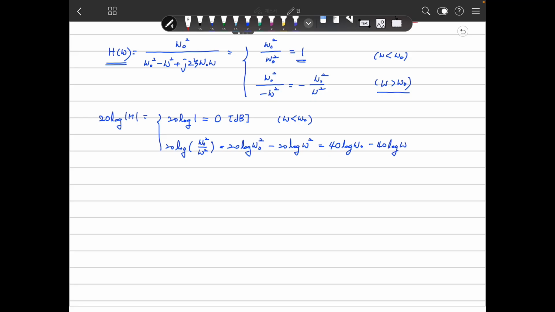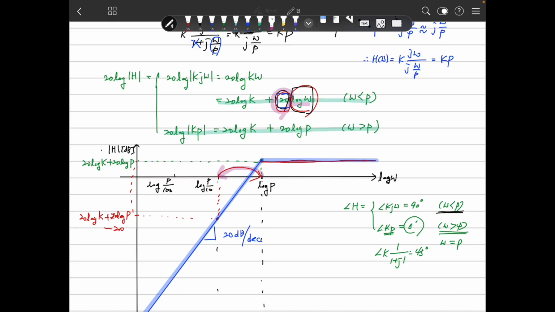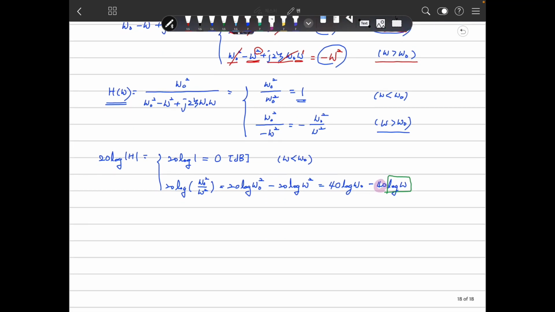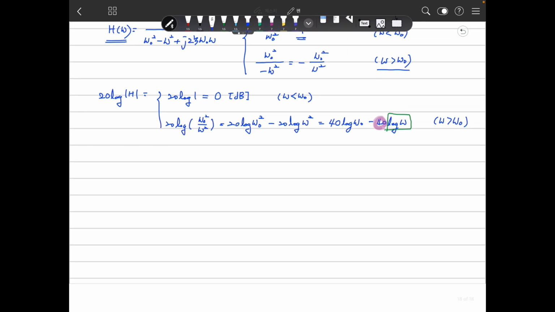This is a function of log omega, and the important thing is the value is 40. Remember that in the first order case, this is a function of log omega, but it is 20 in the case of first order systems. But for a second order system, this is 40. That's quite fun. So this is for omega larger than omega 0, the corner frequency. Then we need to draw the magnitude of that here. So we draw it here.